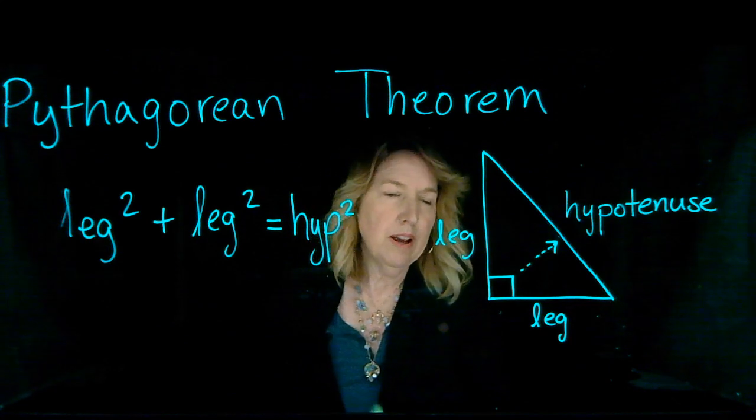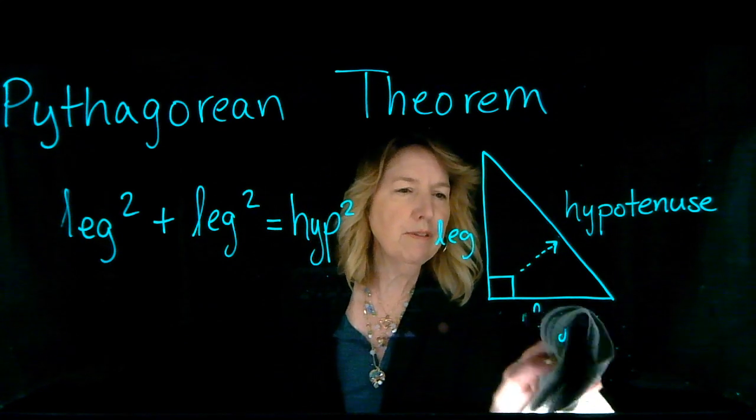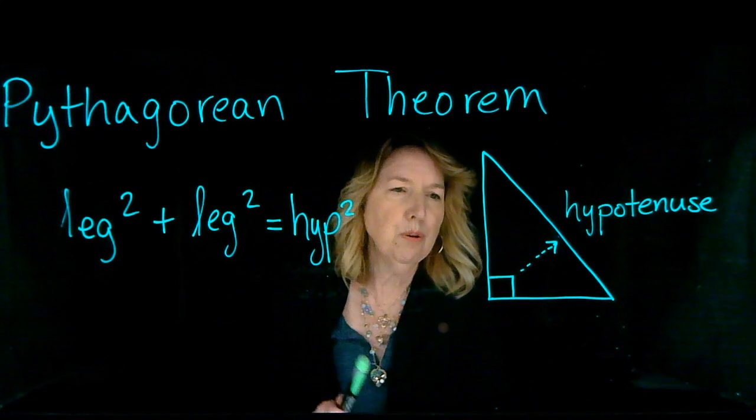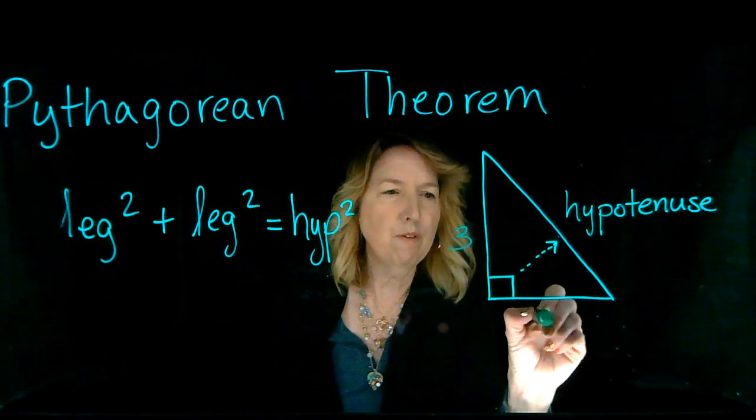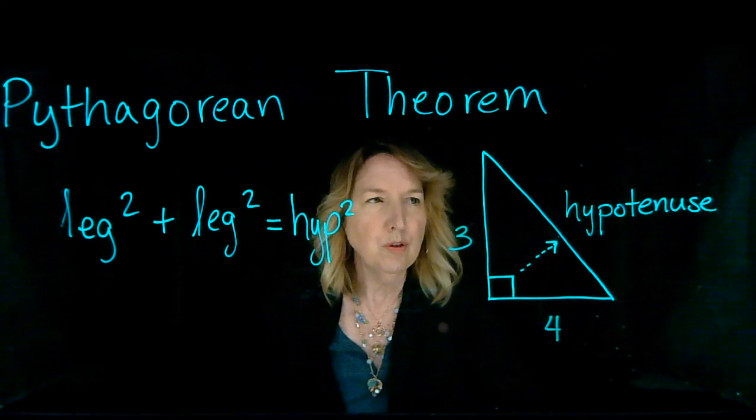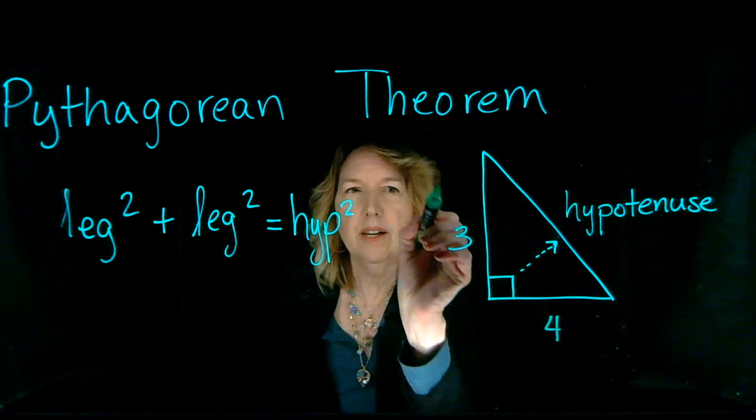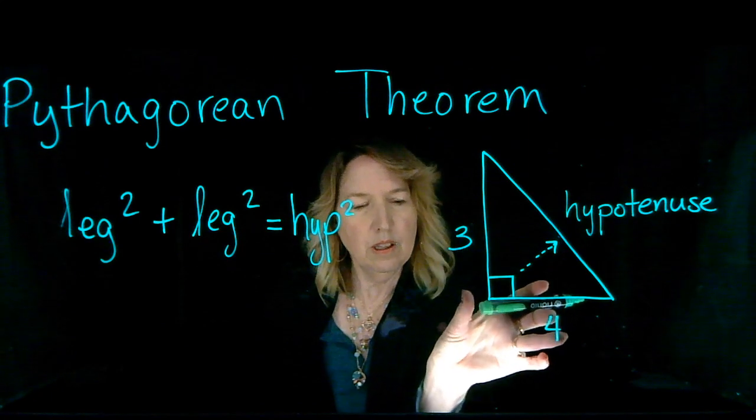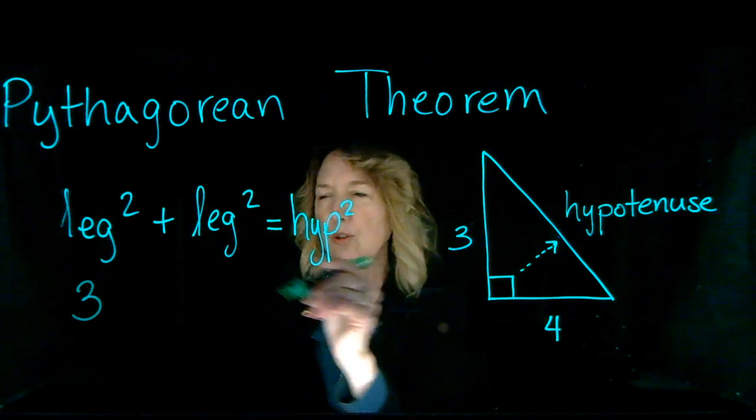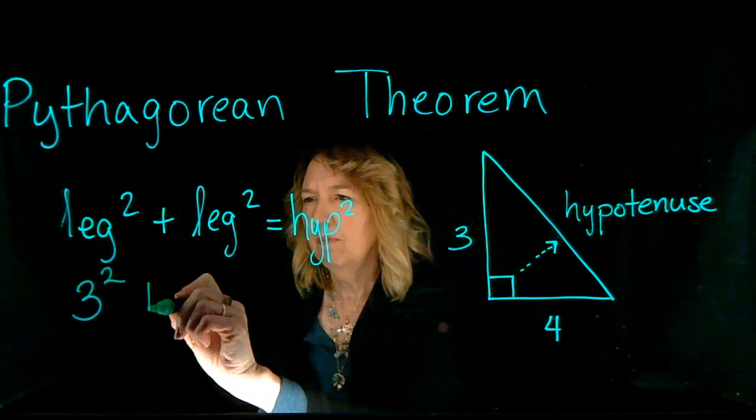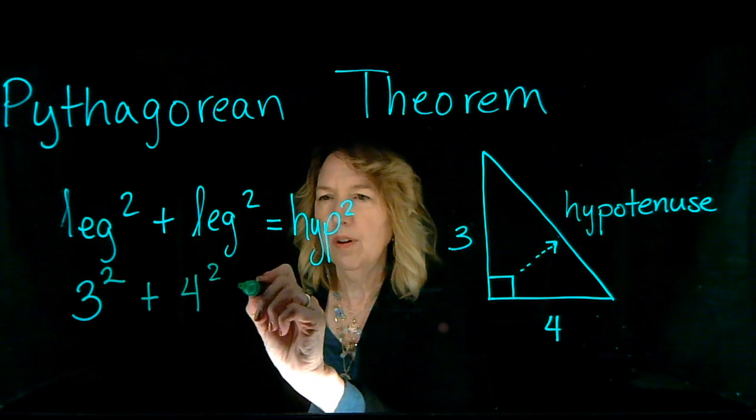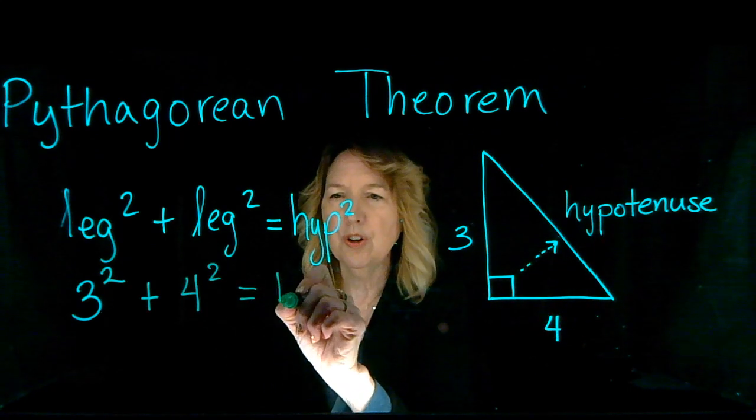Let's suppose that you're given two of these, let's say 3 and 4, and you have to solve for the hypotenuse. All you do is you plug in the lengths into the formula. So we know that it's 3 squared is one of the legs, 4 is the other leg, and you're going to square that one, and the hypotenuse is what you're solving for.